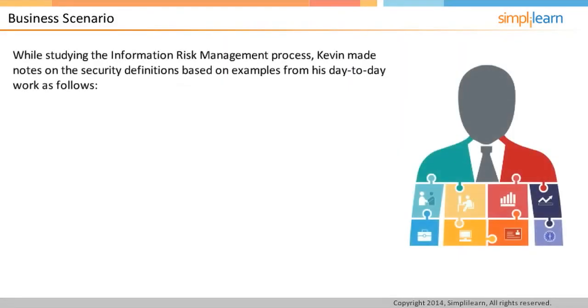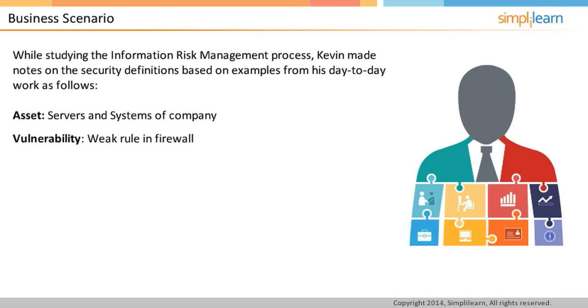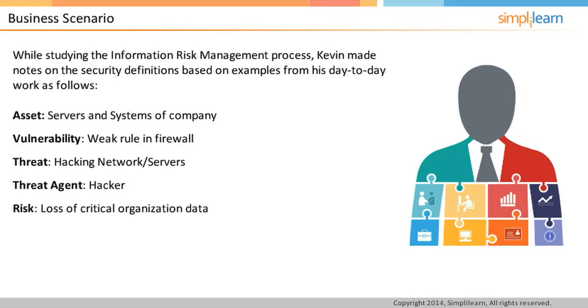While studying the information risk management process, Kevin made notes on the security definitions based on examples from his day-to-day work as follows. Asset can be servers and systems of the company. A good example he identified for vulnerability is a weak rule set for the firewall. A good example he identified for a threat is hacking of network or servers. A good example he identified for a threat agent is a hacker. A good example he identified for a risk is the loss of critical organization data. A good example he identified for exposure is an instance of 25% loss of data which is unencrypted.